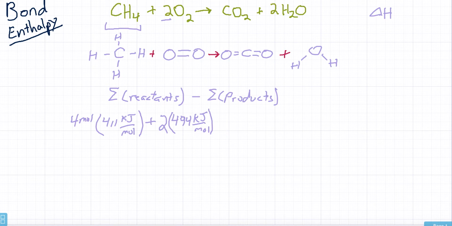So let's move on here. Those are our reactants, minus, and I like to put a big bracket here, because if you just plug everything across in your calculator, you'll probably get an incorrect answer. This is going to be CO2, and if we were to look that up, we probably get something like 799 kilojoules per mole.